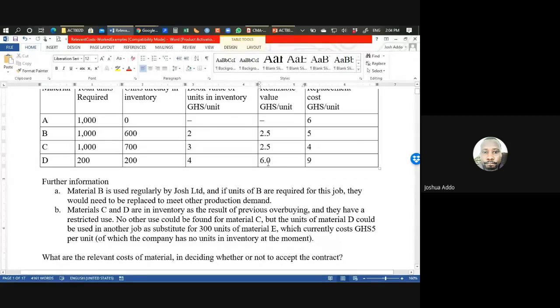When we multiply 6 by 200, what do we get? 1,200. So when we sell and make that gain, we will have to go and buy material E at 300 times 5, which will be 1,500, and that will be a bad business. So we'll decide rather to use material D as a substitute for material E. And the opportunity cost that we will incur if we use the 200 for the job is that we will have to go and buy 1,500 of material E. So that becomes a cost that we should charge to the job, 1,500.